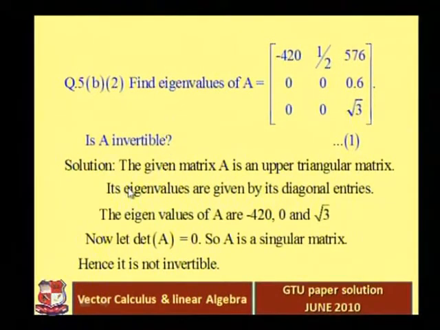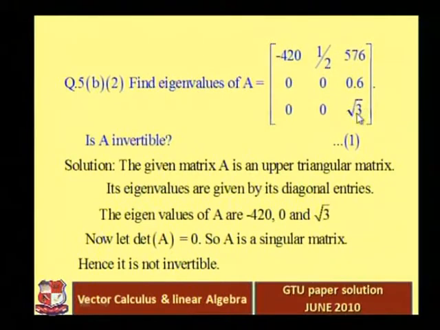So here is the solution. You can see the given matrix is an upper triangular matrix, because below the main diagonal all the entries are 0. In an upper or lower triangular matrix, the eigenvalues are exactly the main diagonal entries, right? So what are our eigenvalues? Minus 4, 2, 0, 0 and root 3.